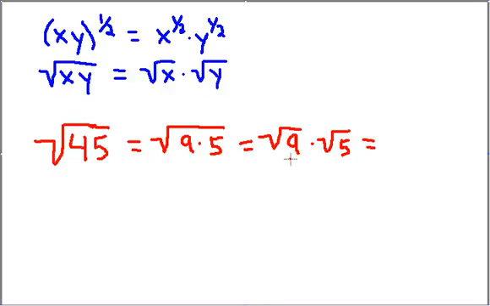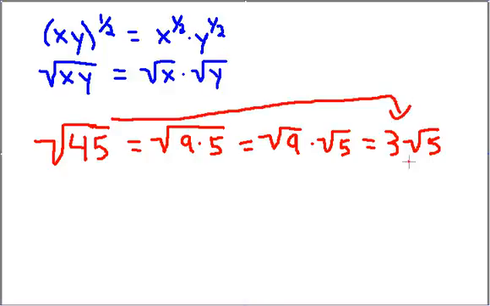9 is a square. What is the square root of 9? The square root of 9 is 3. The square root of 5 cannot be broken down or simplified any further, so we just leave that alone. So our answer is 3 times radical 5. What is the square root of 45 in simplified form?